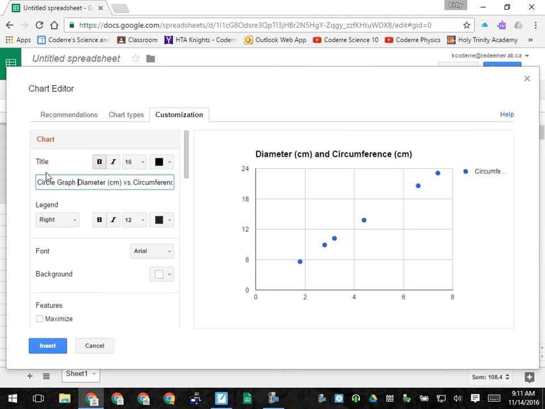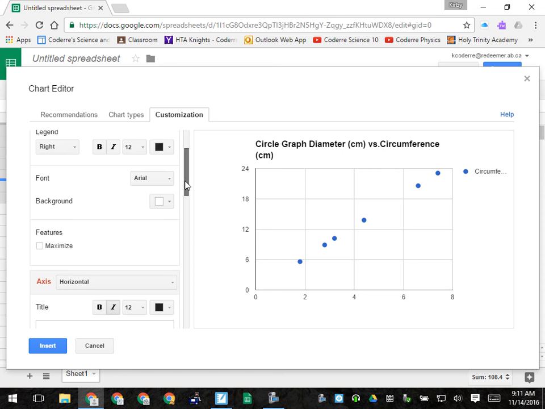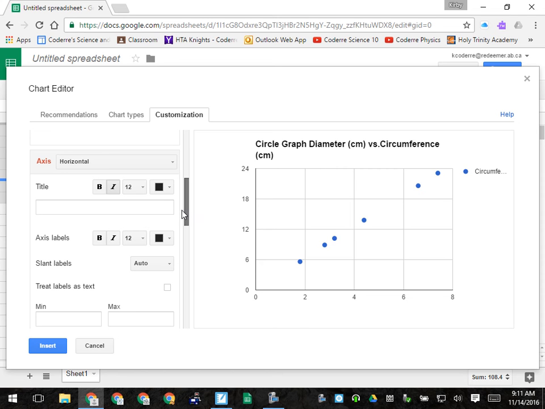Okay. And you can change all kinds of things about the title. You can change the size, you can change the color, you can bold, italicize, do whatever if you want. Okay, I'm not going to change any of that right now. It's fine the way it is. Okay, now we're just going to grab the scroll bar here and move down a little ways until we get to the part that says axis.